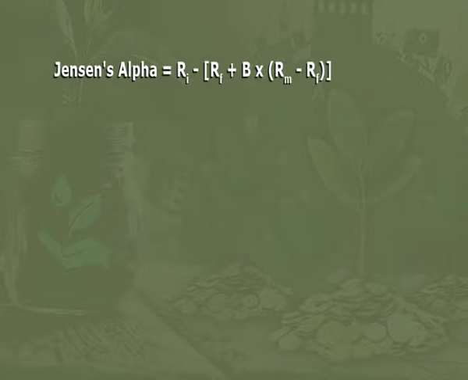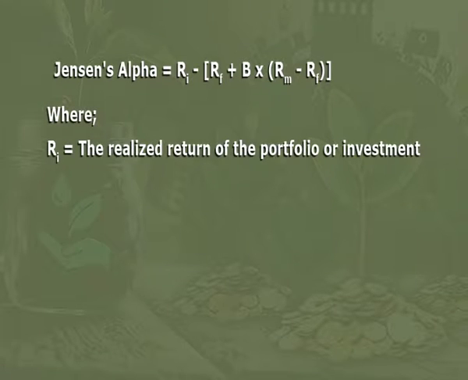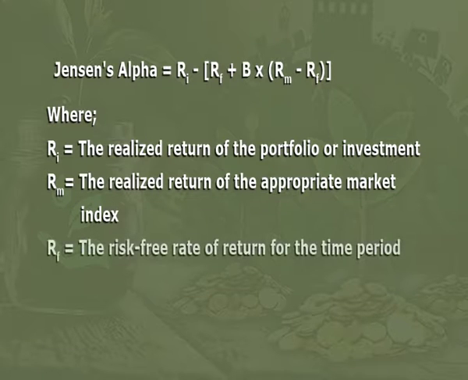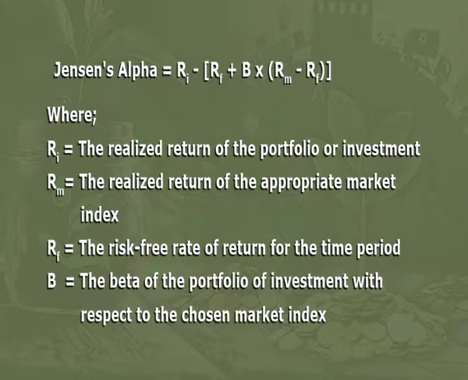The formula is Jensen's alpha is equal to Ri minus Rf plus beta into Rm minus Rf, where Ri is the realized return of the portfolio or investment, Rm is the realized return of the appropriate market index, Rf is the risk-free rate of return for the time period, and B is beta of the portfolio of investment with respect to the chosen market index.